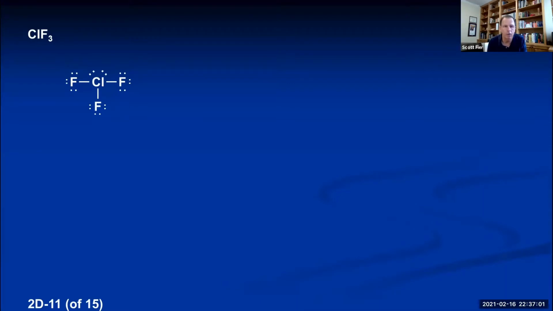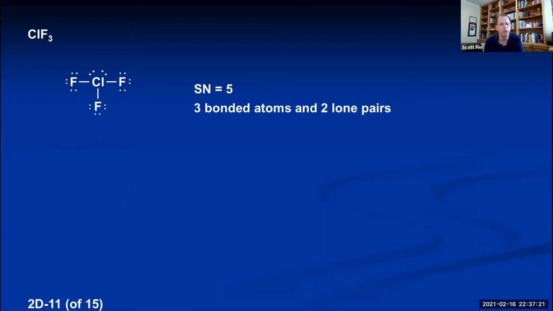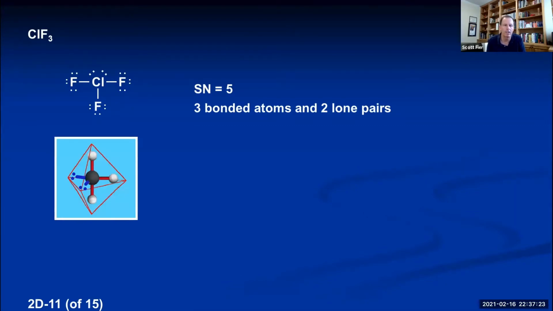Steric number of the central atom: 1, 2, 3, 4, 5, because it has 3 bonded atoms and 2 lone pairs. So we're still going to have these 5 groups arranged as a trigonal bipyramidal geometry, but you have to think about where the lone pairs are going to go, and it's always better to put them into the equatorial position. So I'm going to put them in 2 of the 3 equatorial positions like this, and this will be the predicted most stable configuration for this molecule.